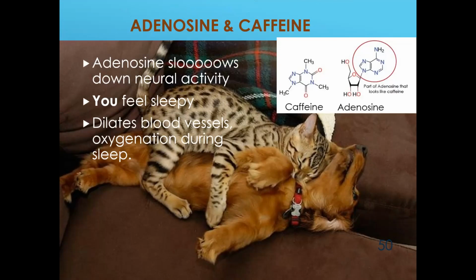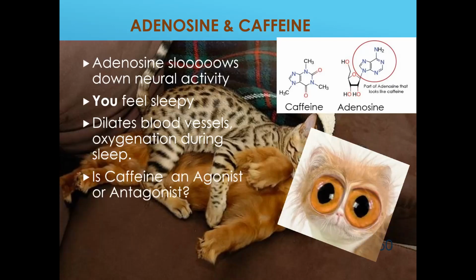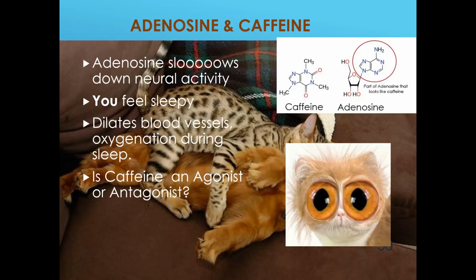And some people sleep with their eyes open. Caffeine looks just like adenosine. You can see it's circled there. And so caffeine binds to the receptor and it blocks it. It's an antagonist because it's blocking it, because it's not the exact same thing. And you stay awake because you don't slow down. And to answer your question, you're wide awake.